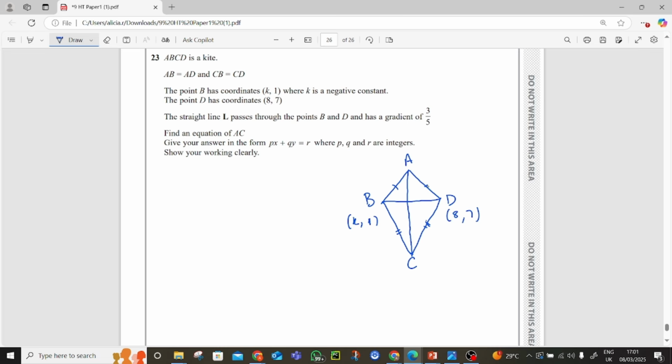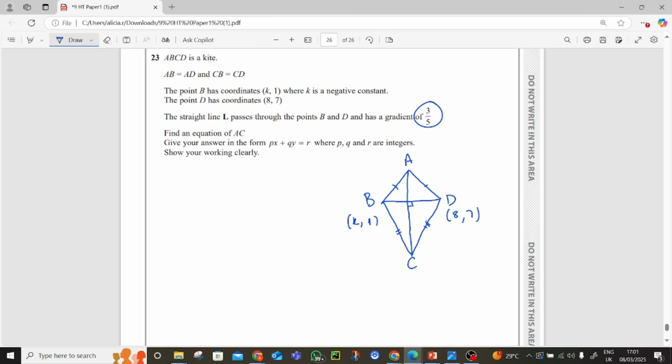So the key thing here to note, and this is one of the properties of the kite, is when you join the two opposite vertices of the kite, like B and D, and join up A and C as well, those diagonals actually are perpendicular to each other. So we're going to use this fact.